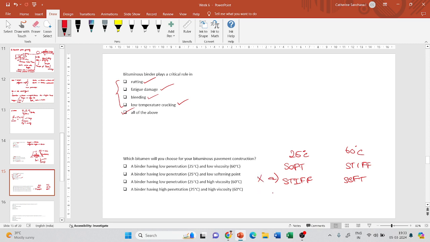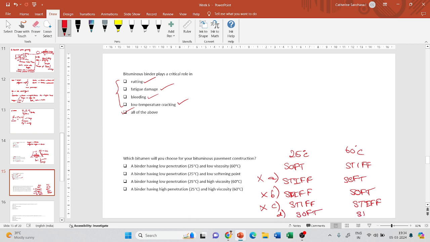So obviously no. A bitumen having low penetration and low softening point. Low penetration is stiff, and again this is soft. A bitumen having low penetration is stiff, and high viscosity is again stiff. This is also not the case. Having high penetration is soft and high viscosity is stiff. So this is what I want from bitumen. Okay. So bitumen having high penetration and high viscosity.